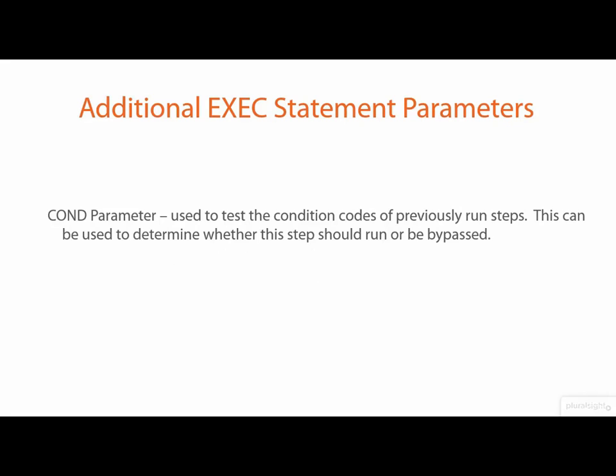An additional statement, again, is the condition parameter, just as we saw on the job statement, and this will also be discussed in more detail in a subsequent module, because this is used to test the condition codes of previous steps to determine whether or not this step should run. In a similar way, on the job statement it applies to the entire job. On the step, we can check specific previous conditions to determine whether or not the step should run.